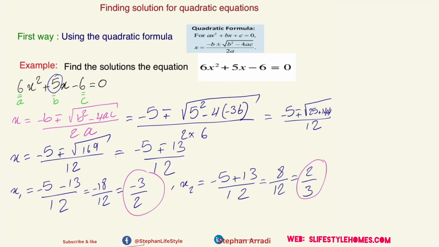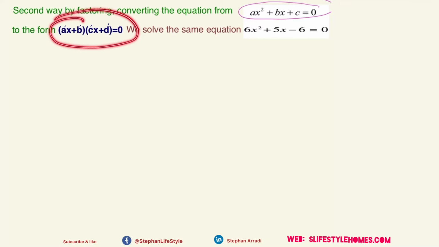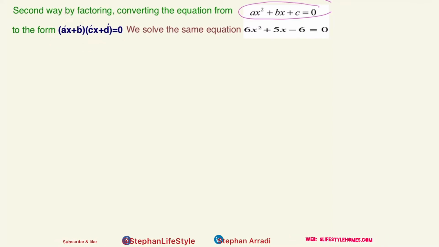Hopefully it's right. Let's compare it with the second method. We're going to solve the same problem using factorization. If we have ax squared plus bx plus c equal to 0, we factor it and convert it to something like (a'x plus b) times (c'x plus d) equal to 0. So it will be very easy for us to solve. So let's do it.